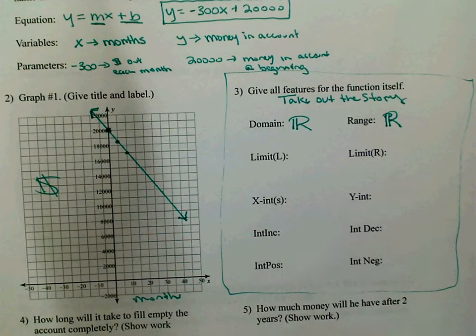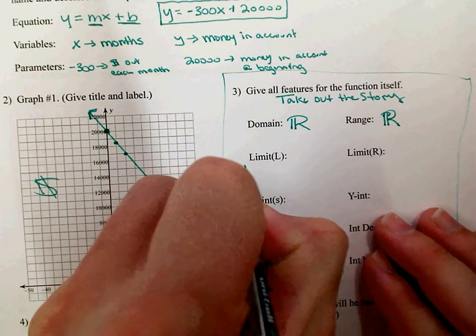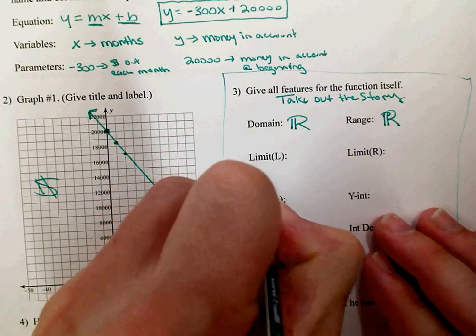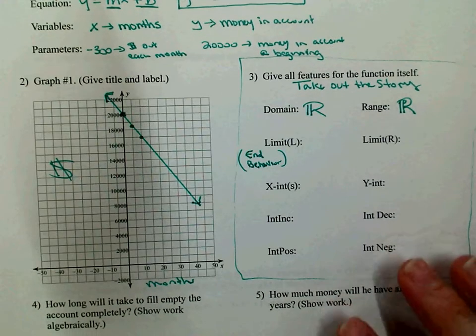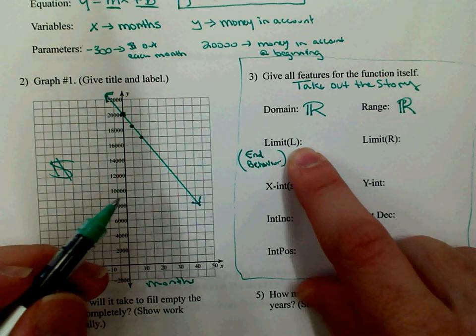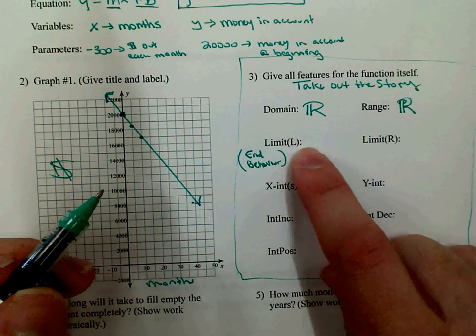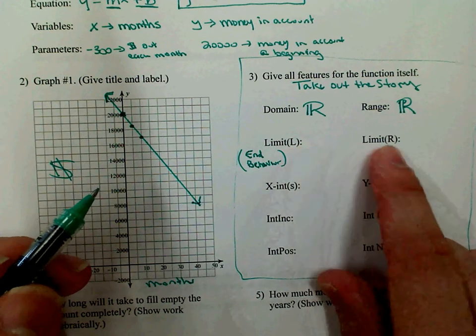Now the limit is the same thing as end behavior. So you may want to remind yourself, those words are interchangeable, end behavior, limit. So what we're saying is, where are we headed? Limit L means left, I'm just abbreviating to save room here. Limit L means the left end behavior. Limit R means the right end behavior.